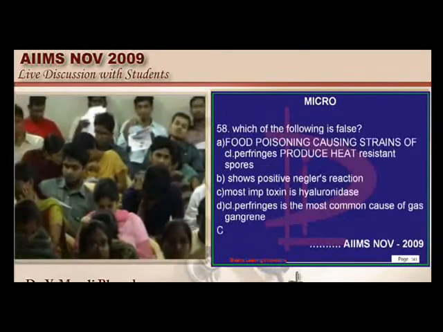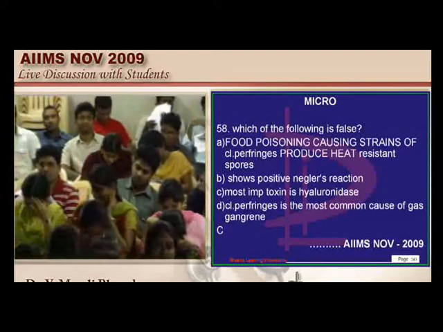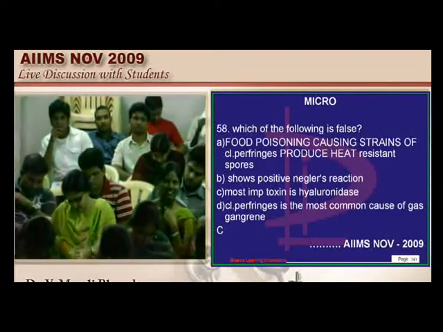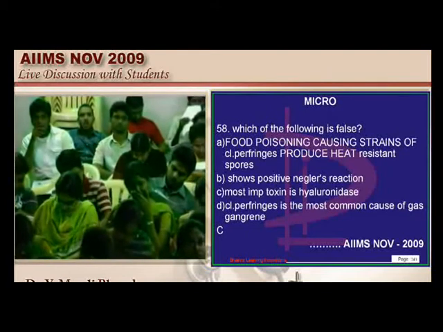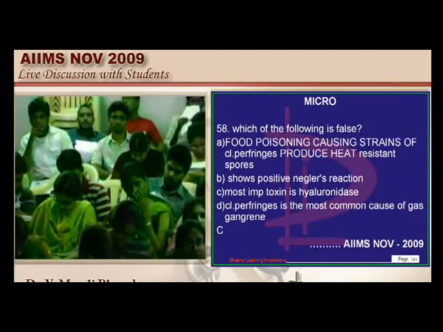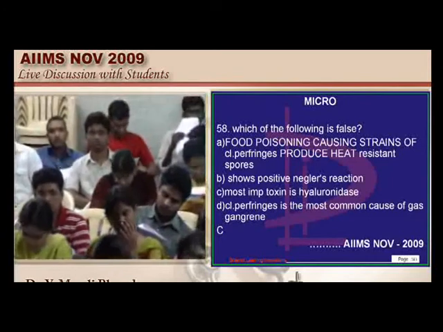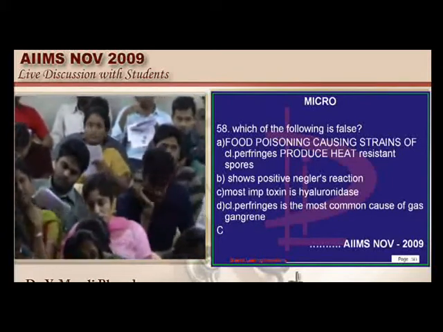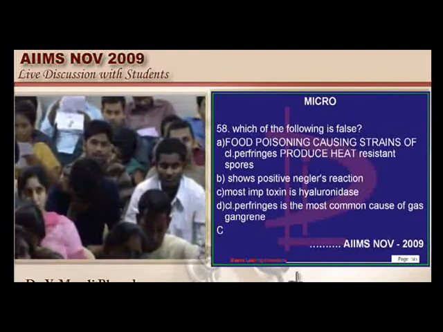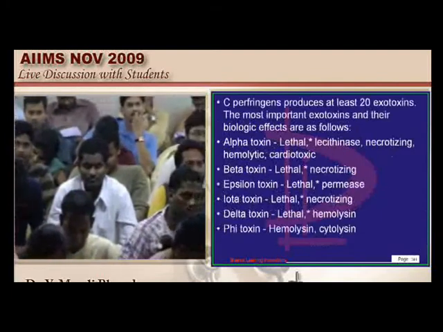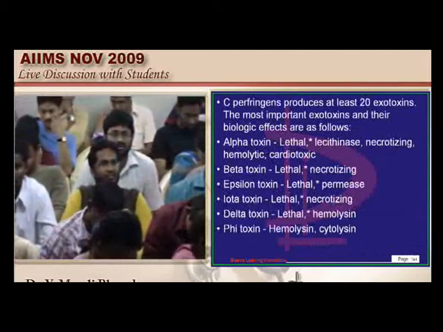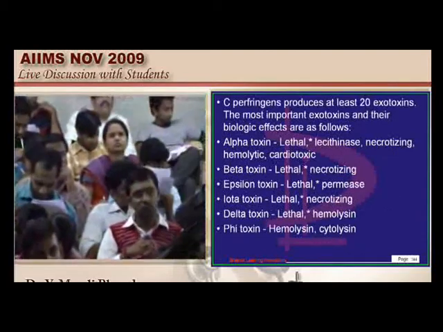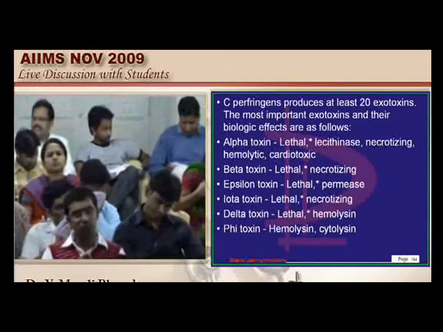Now, Clostridia is a very favorite topic of the examiner. You should remember that if you take Clostridia, it is not the hyaluronidase which is the most important toxin. What is the most important toxin responsible for the Nagler's reaction? Lecithinase is the most important toxin. So I leave to you the literature of beta toxin, alpha toxin, epsilon toxin, what they are, which is more lethal. Everything in the literature, kindly review that.